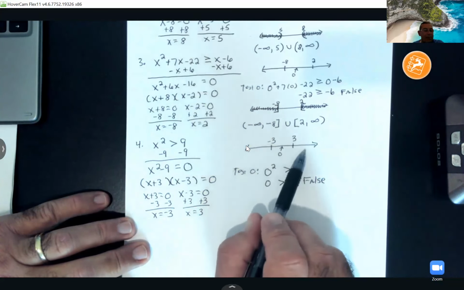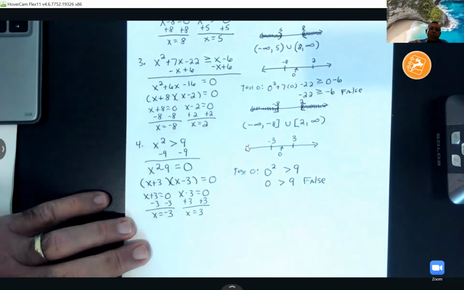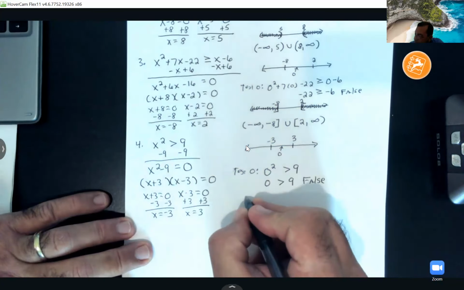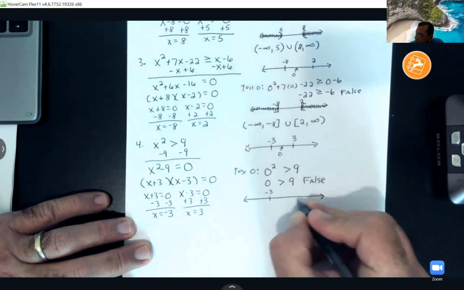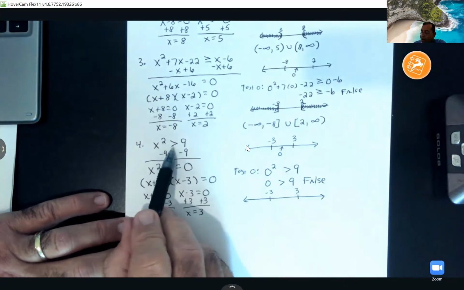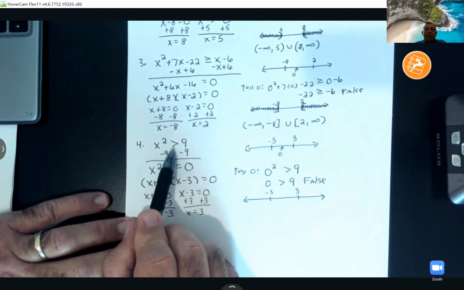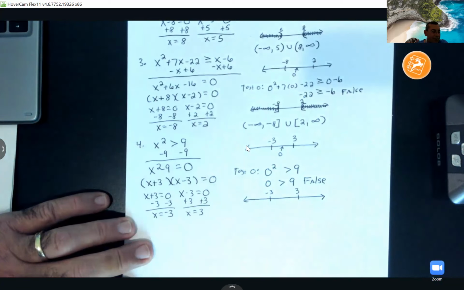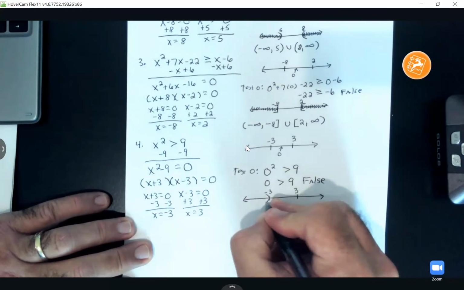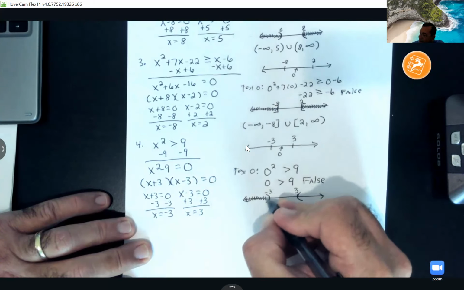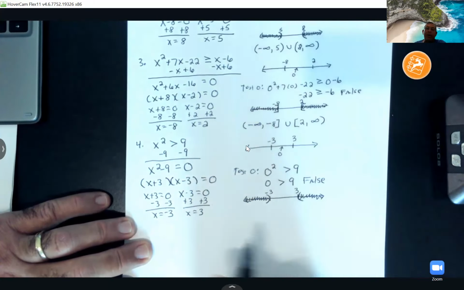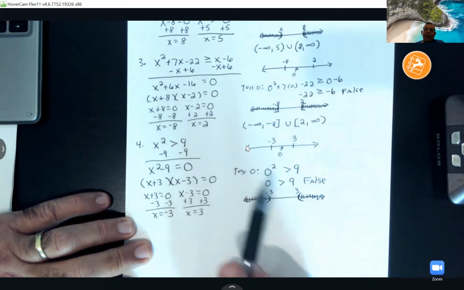We're going to shade the outsides. So on this one, would y'all use parentheses or brackets? So y'all got a greater than. So on greater than, I'm going to use parentheses. And since I'm shading the outsides, I'm just going to turn them to the outsides and shade it. But y'all, that makes sense. X squared greater than 9.